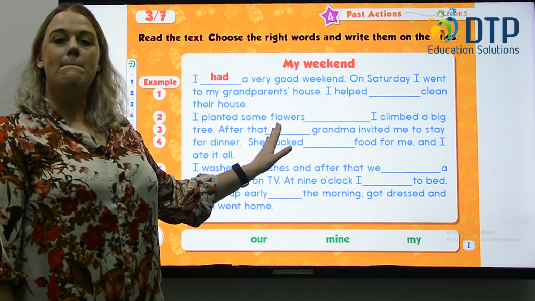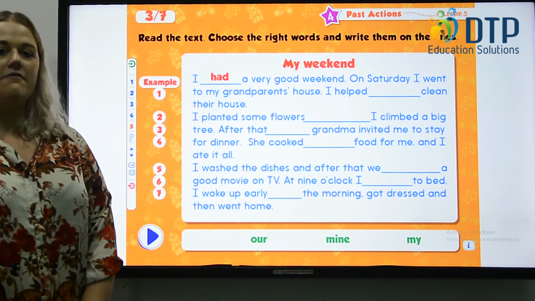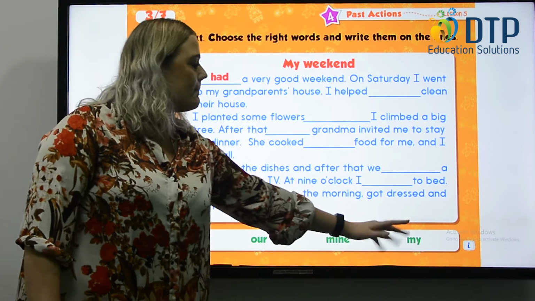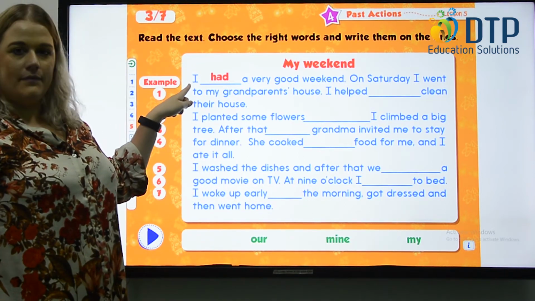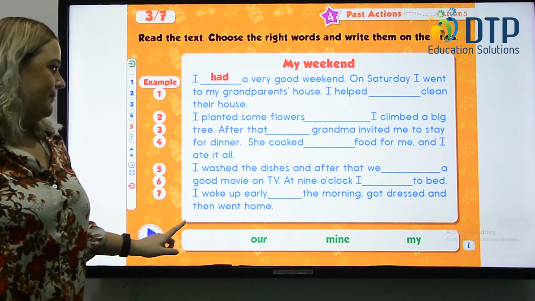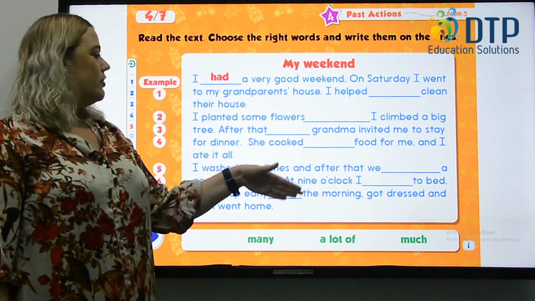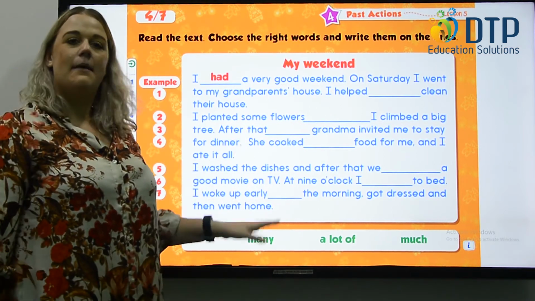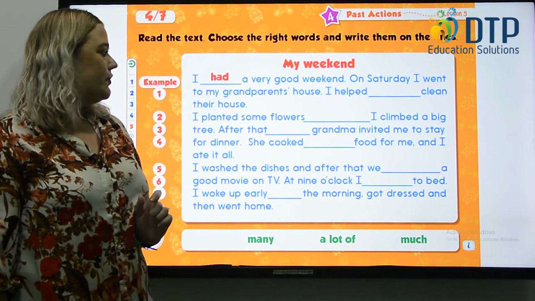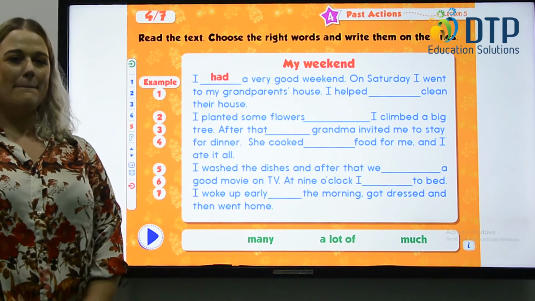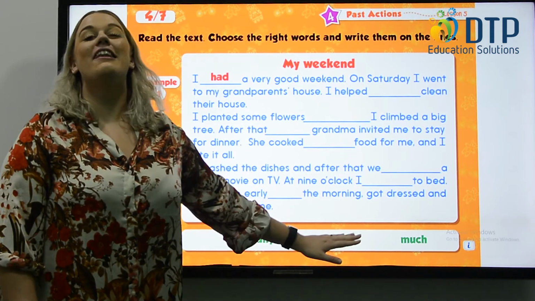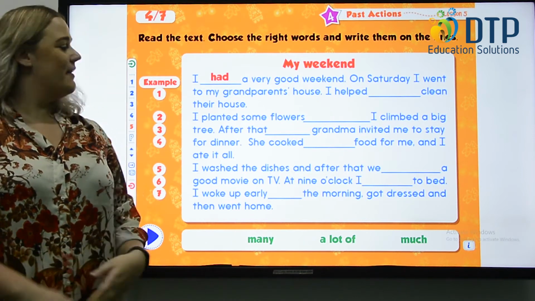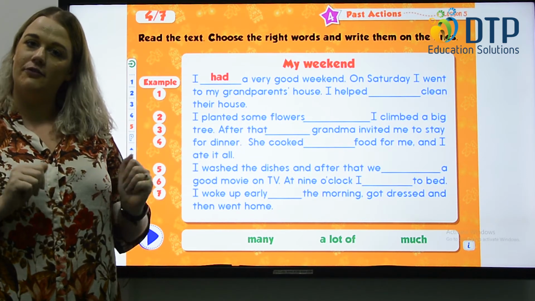After that, Grandma invited me to stay for dinner. Our grandma, my grandma. She cooked food for me and I ate it all. She cooked a lot of food for me. Now at home, I'd like you to read the rest and see if you can fill in the words yourself.